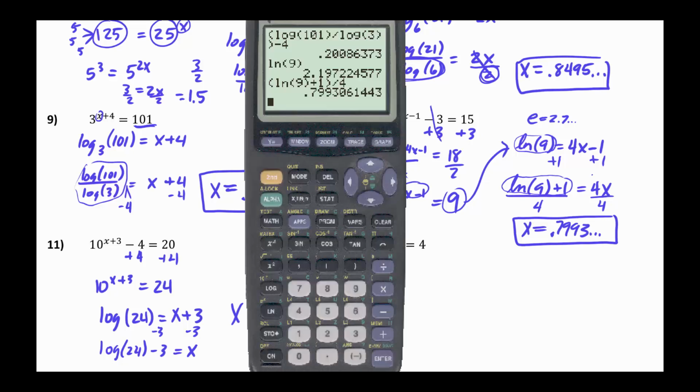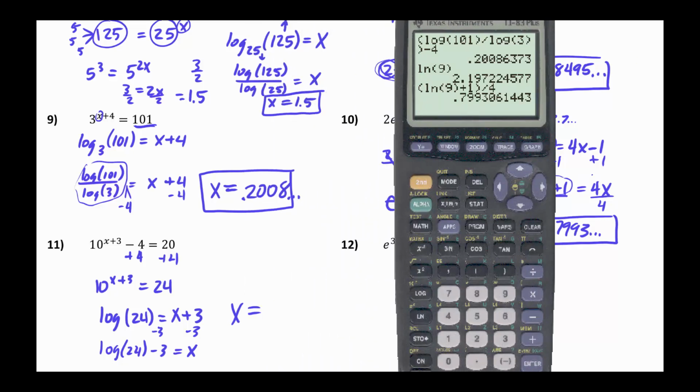Putting that in our graphing calculator, we can actually just use the regular log button. This is a common log. 24 goes inside, subtract 3 from that answer, and I get negative 1.6197.